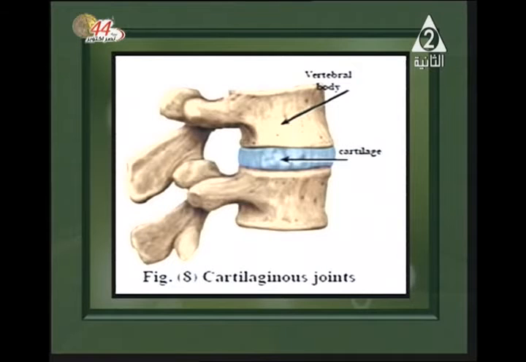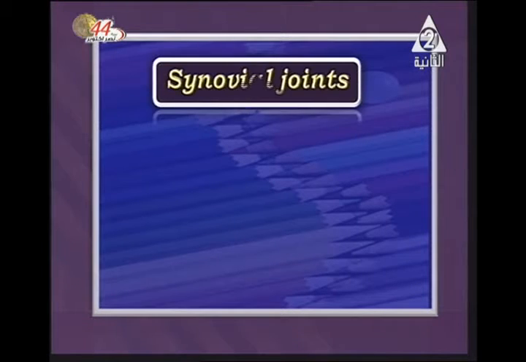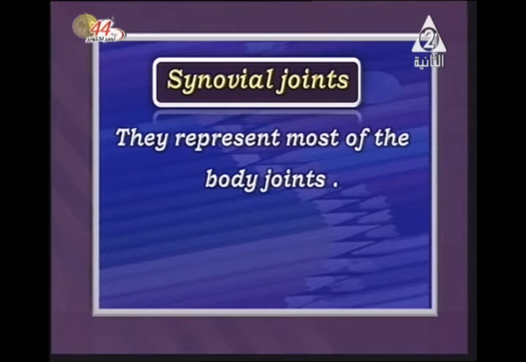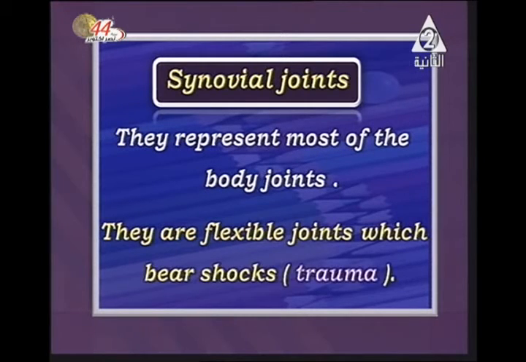The last type is called the synovial joint. Synovial is a liquid, a substance found inside this type of joint, so they are called synovial joints. They represent most of the body joints. They are very flexible, and they can withstand shocks or trauma much better.